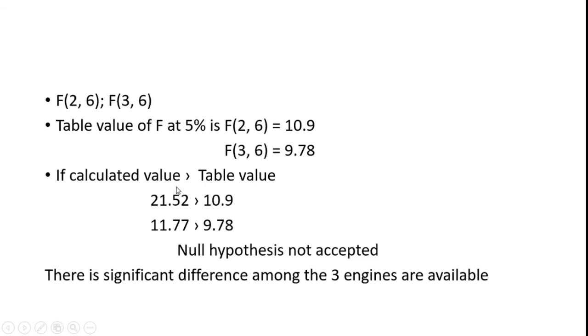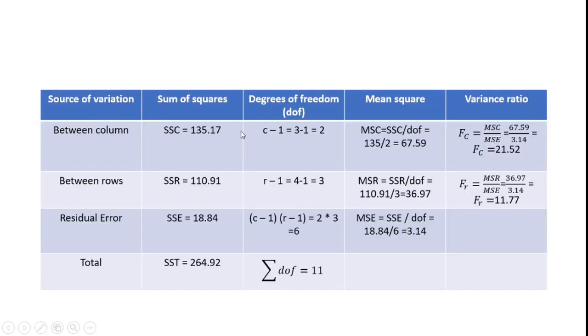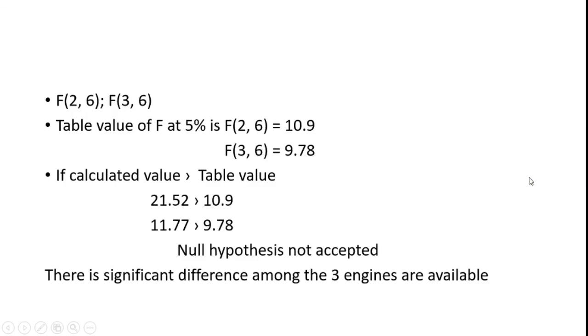If the calculated value for FC, according to column F(2, 6), is compared, what is the column variation ratio? There is 21.52, which is the calculated value. So I compare the table value and the calculated value. The calculated value for the column is 21.52 and 10.9 is the table value. I compare both, and our calculated value is greater than the table value.